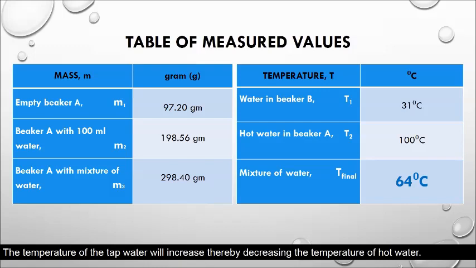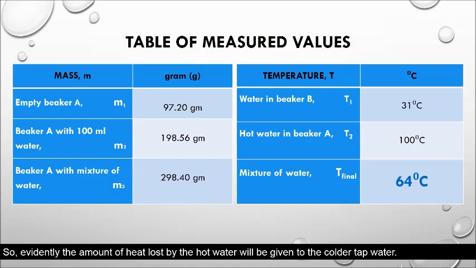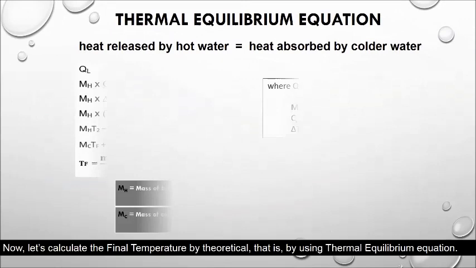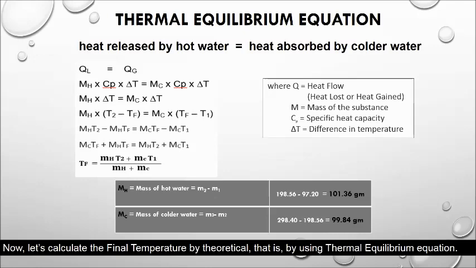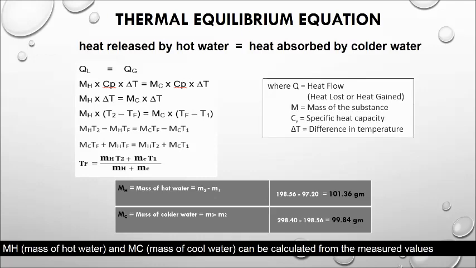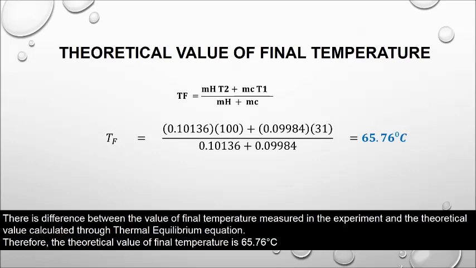So evidently, the amount of heat lost by the hot water will be given to the colder tap water. By experiment, the final temperature measured is 64 degrees Celsius. Now, let's calculate the final temperature theoretically, that is, by using the thermal equilibrium equation. mH, the mass of hot water, and mC, the mass of cool water, can be calculated from the measured values. As you can see, there is a difference between the value of final temperature measured in the experiment and the theoretical value calculated through the thermal equilibrium equation.